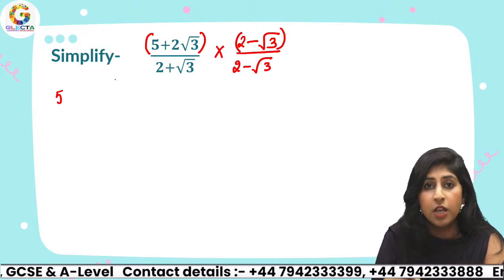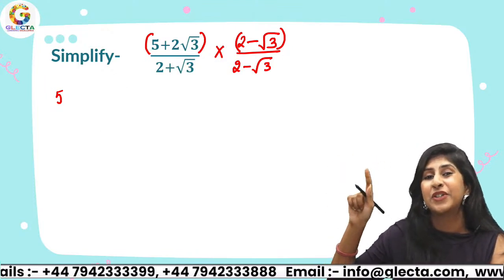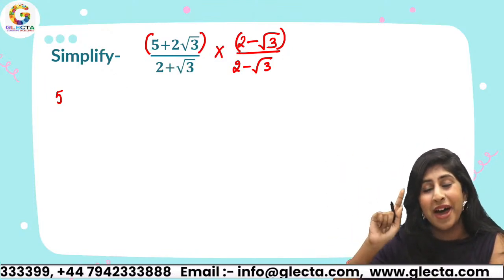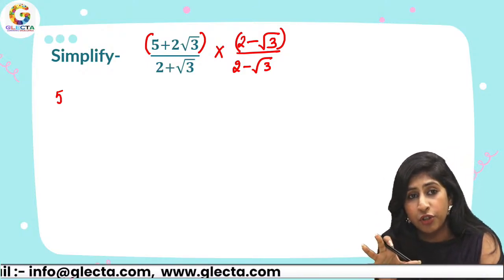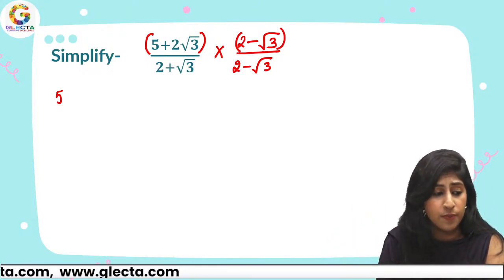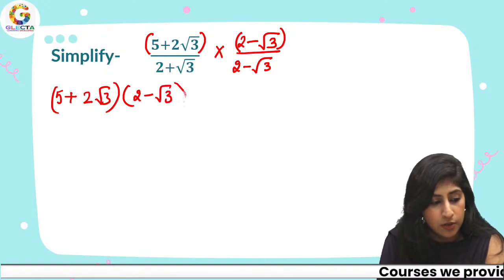Use your FOIL. In case you do not know what FOIL is, go and watch the last live, the math live of GCSEs, and you would get to know how I've explained over there how we expand the brackets. So this is 5 plus 2√3 times 2 minus √3.